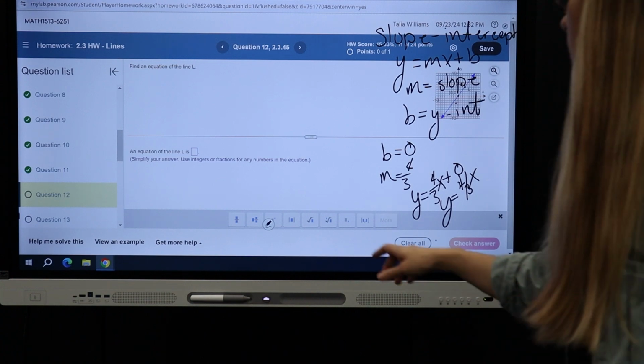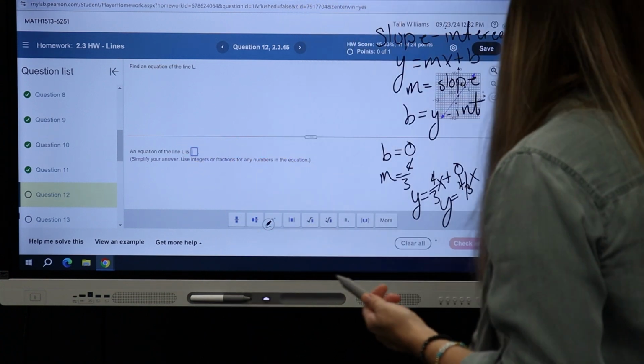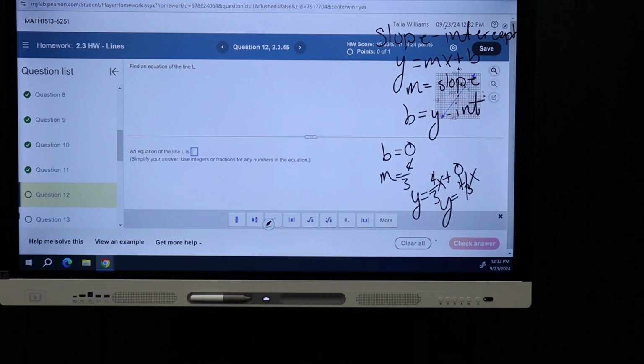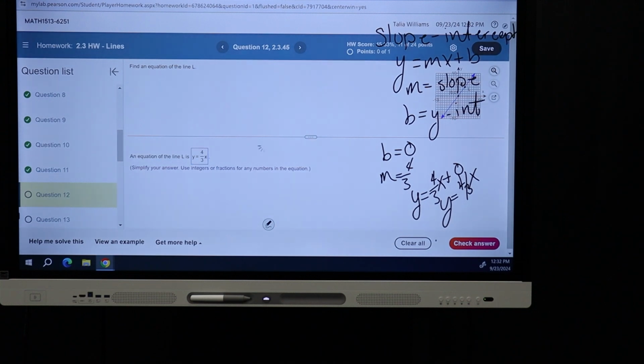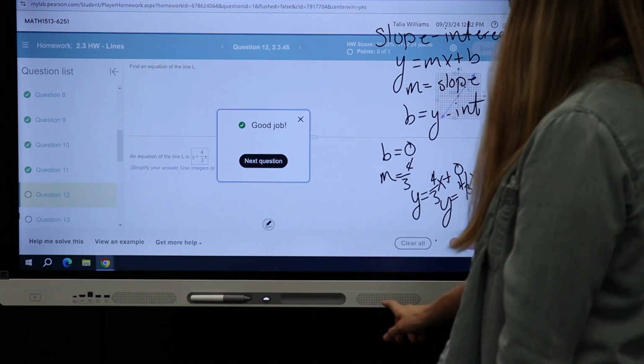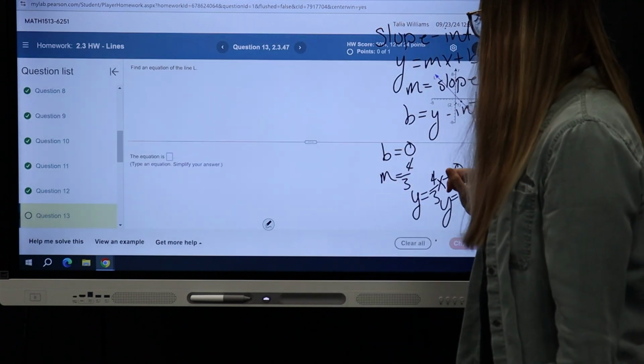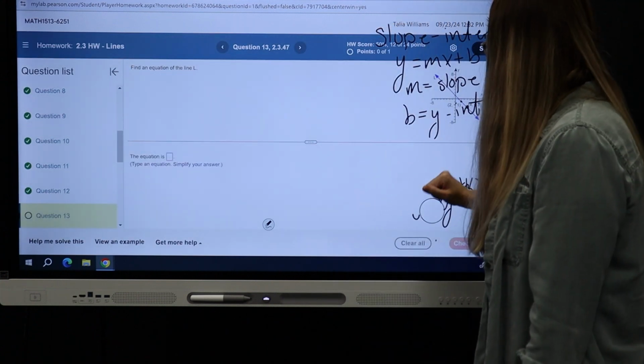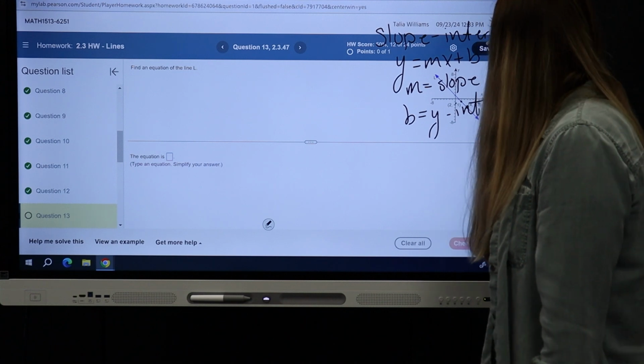I clicked off of it when I did that. Y equals 4/3 x. And be sure your x is at the side and not in your denominator, because then you're graphing a reciprocal graph, and I don't think it would like that. Find the equation of L. I've hidden the graphs, so let's look at that.